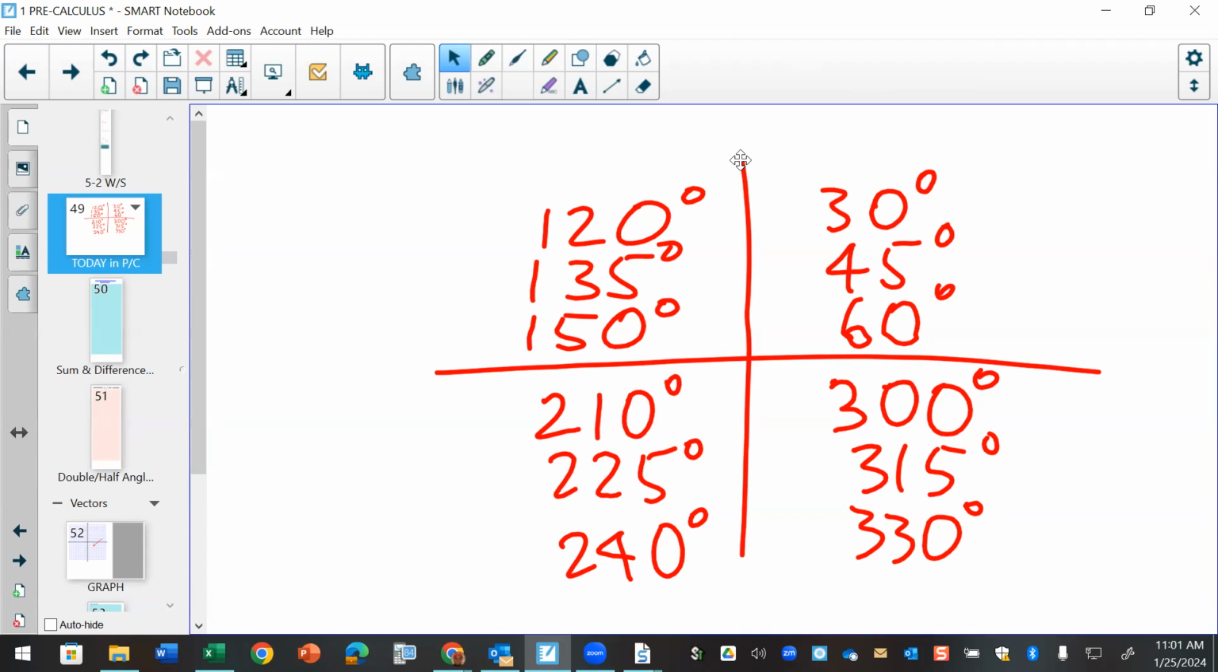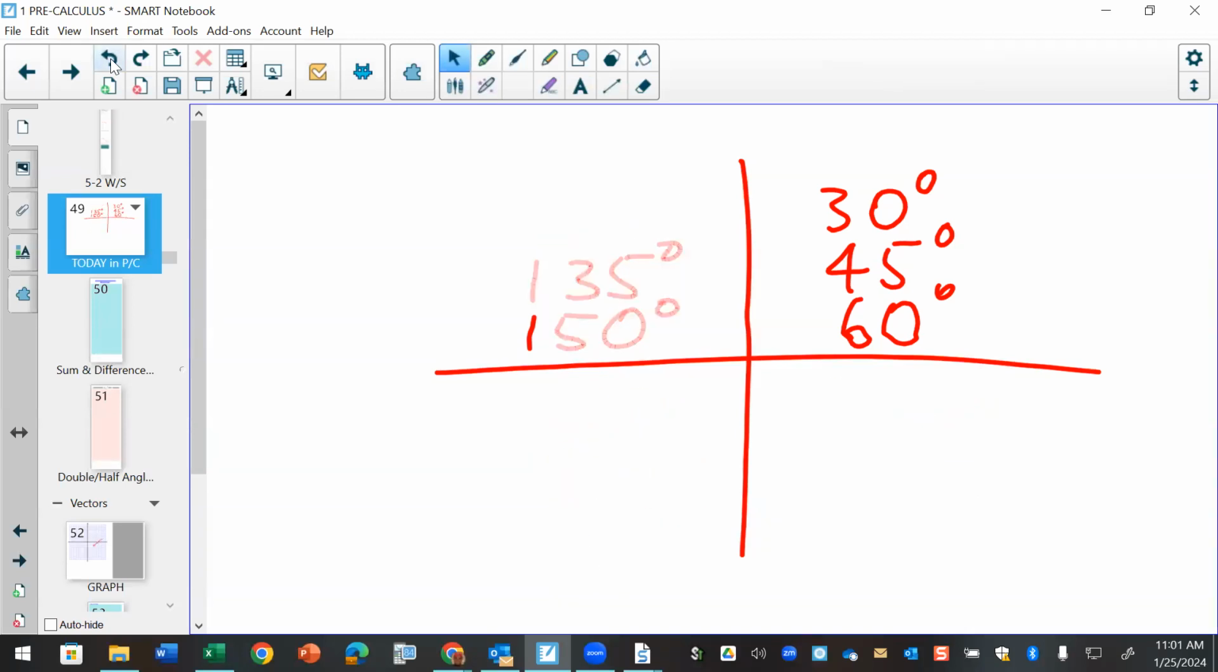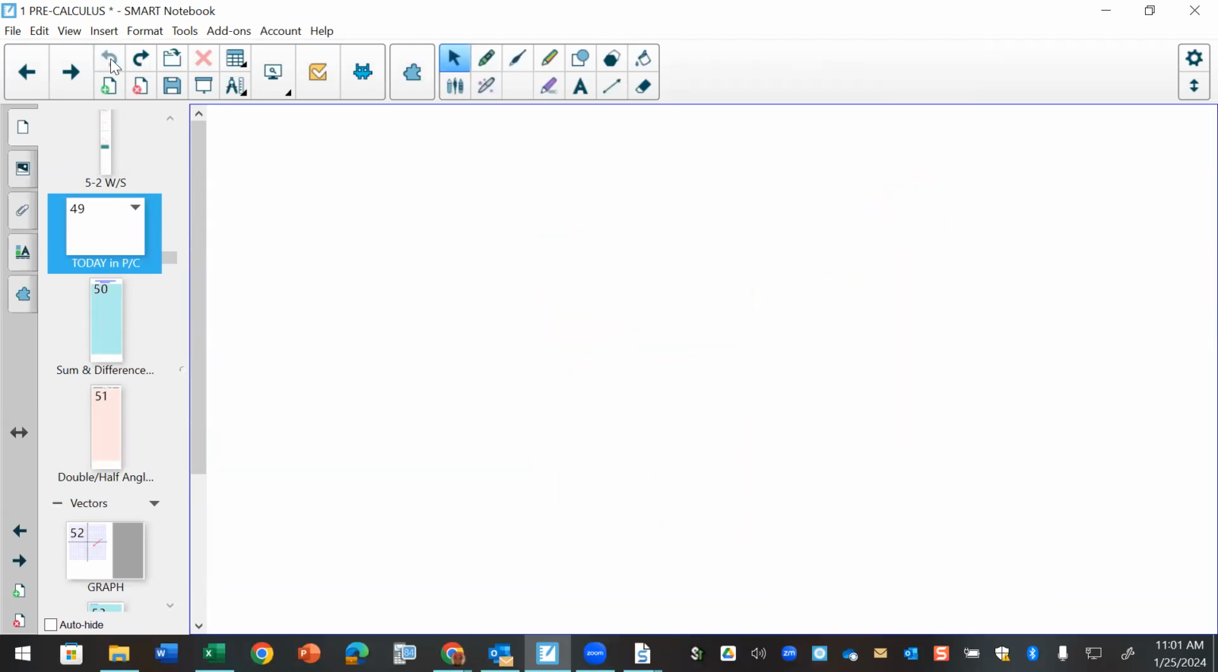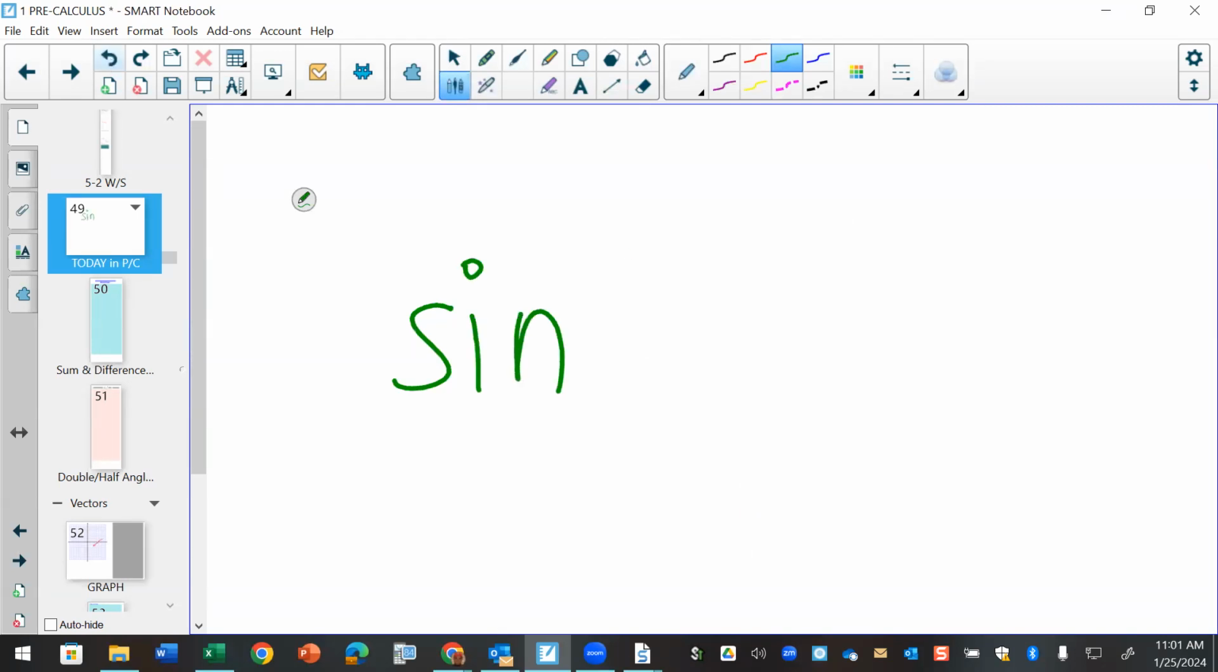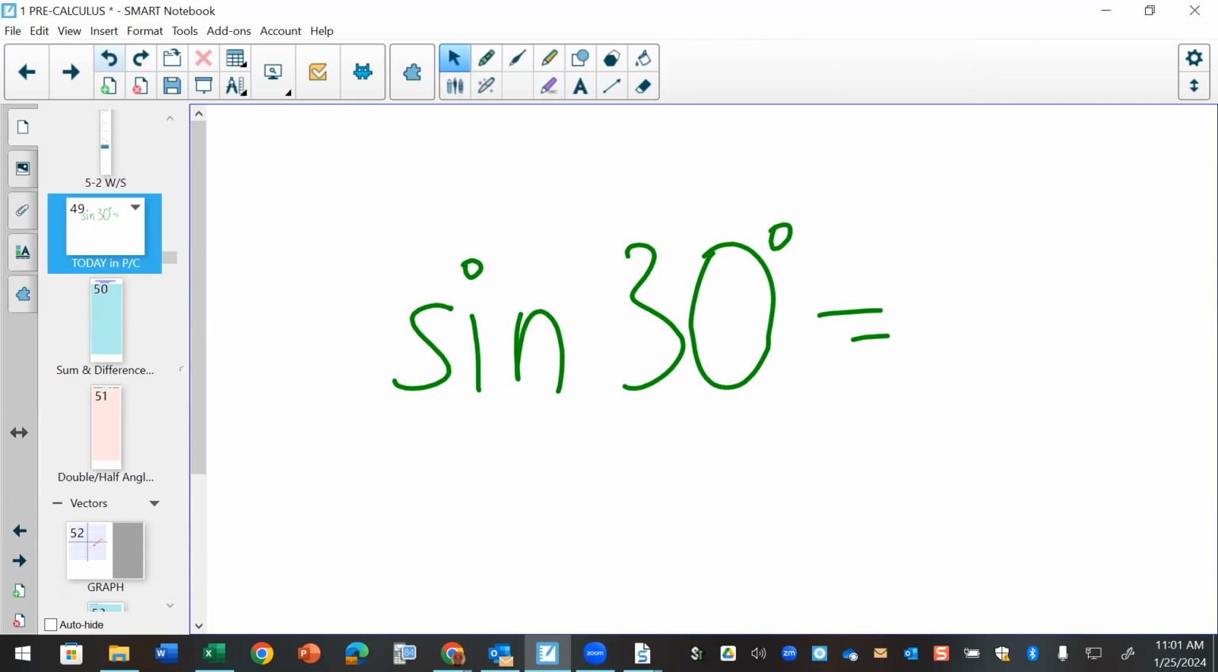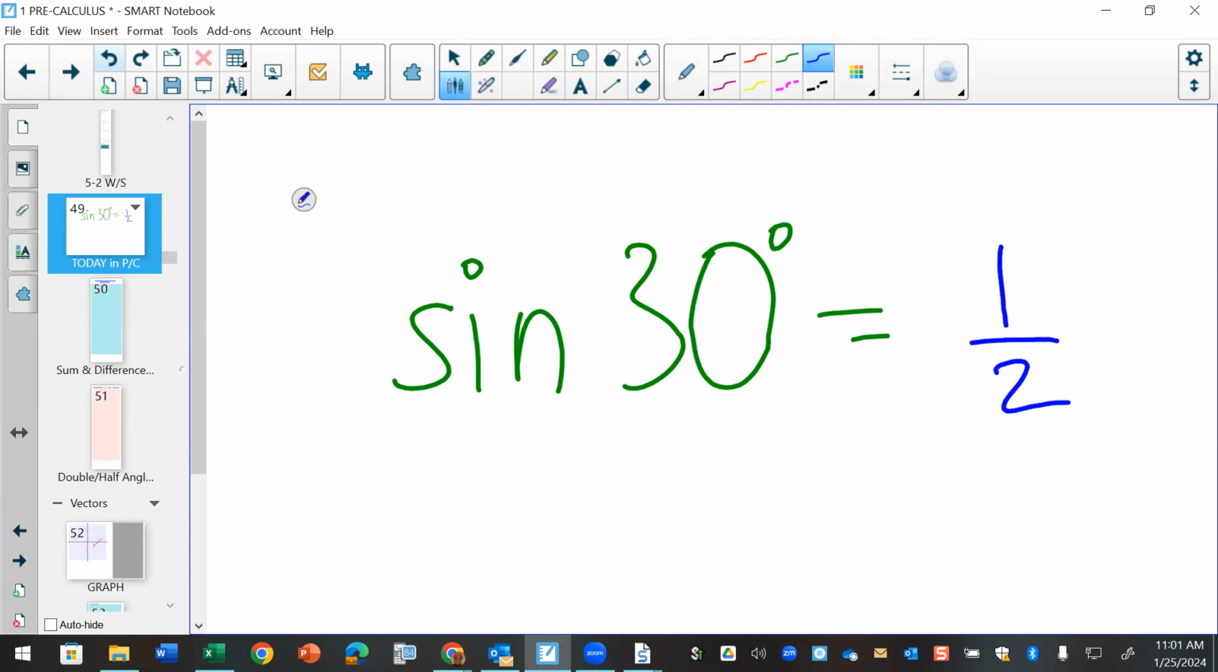Okay, what are we going to use these for? Well, don't write this down. What if I gave you one problem, final exam, sink or swim? What's the answer? Use the gold sheet. Sine is y, and y at 30 degrees. Okay, sink or swim. It's a half.